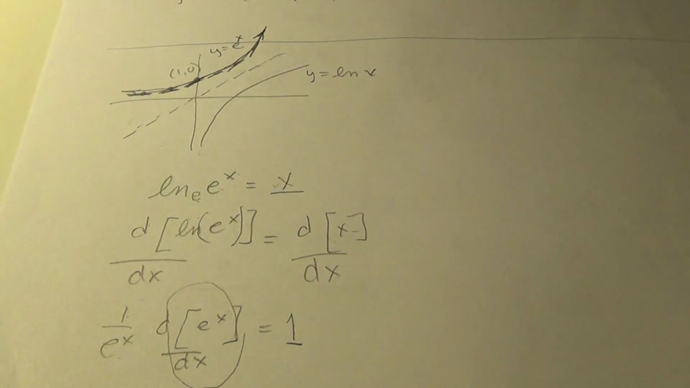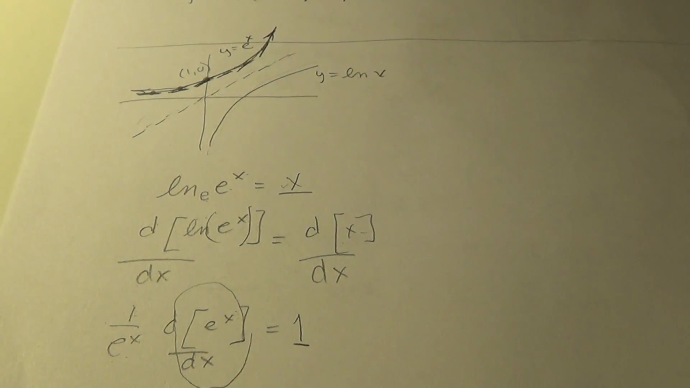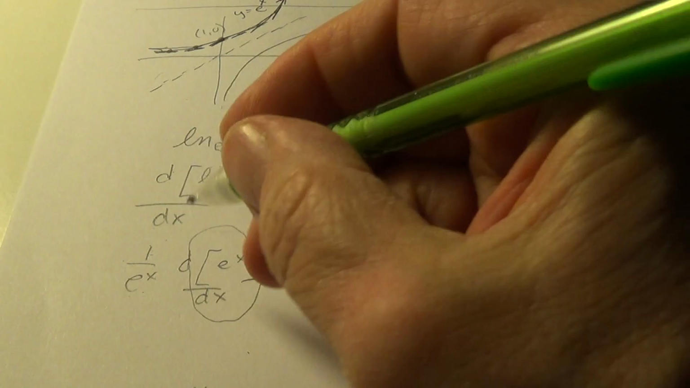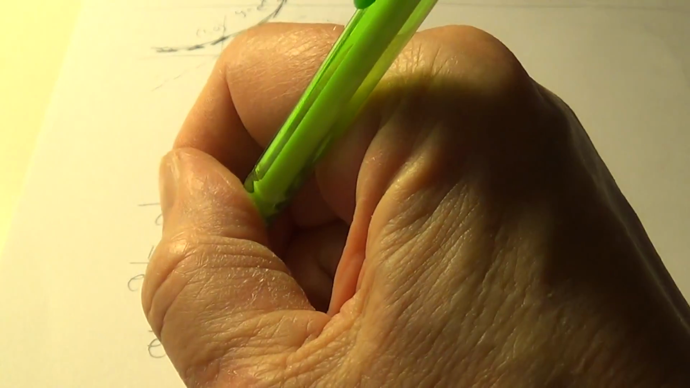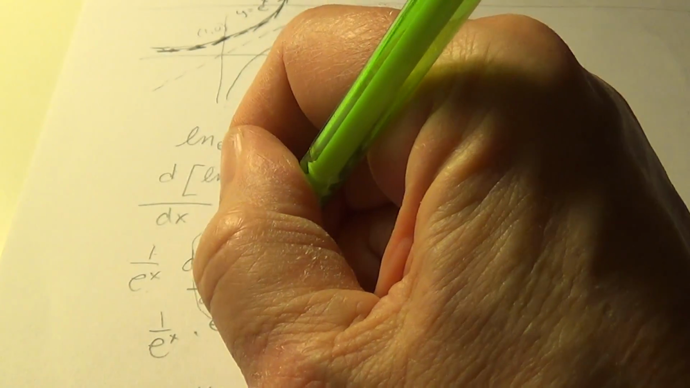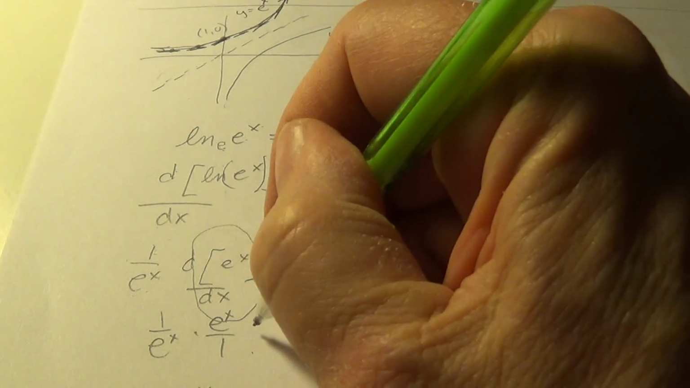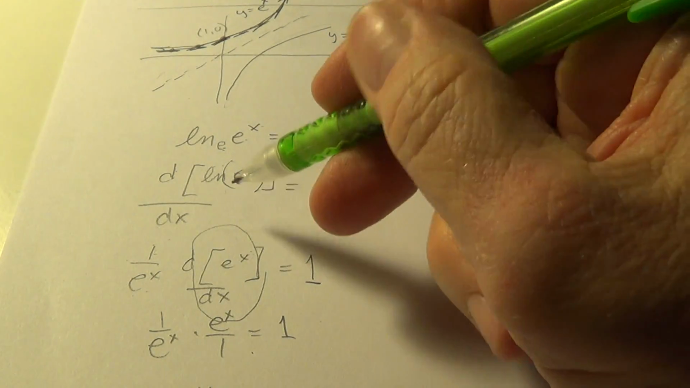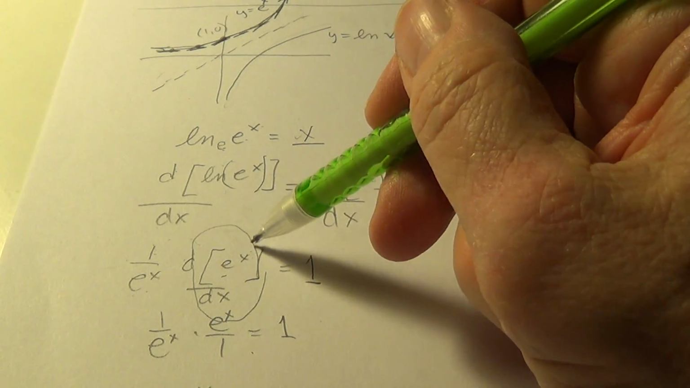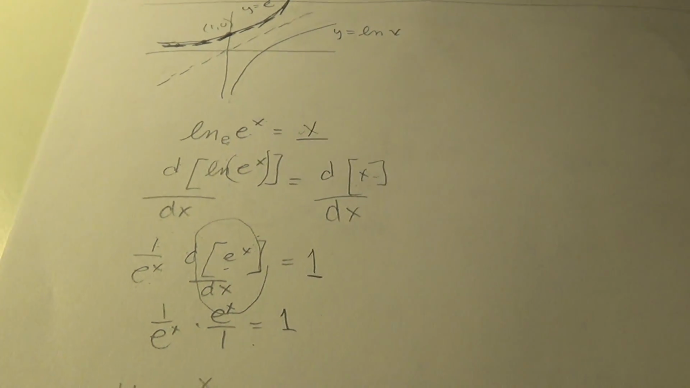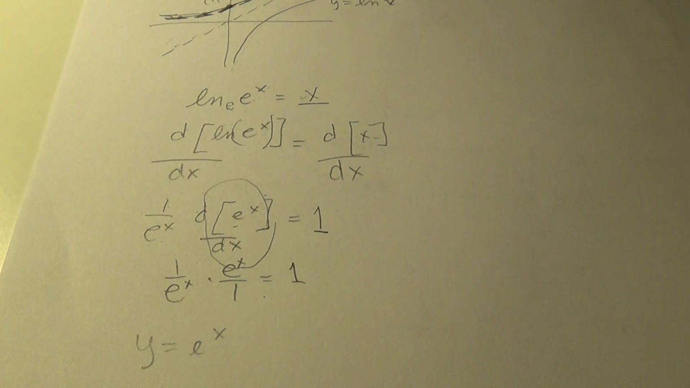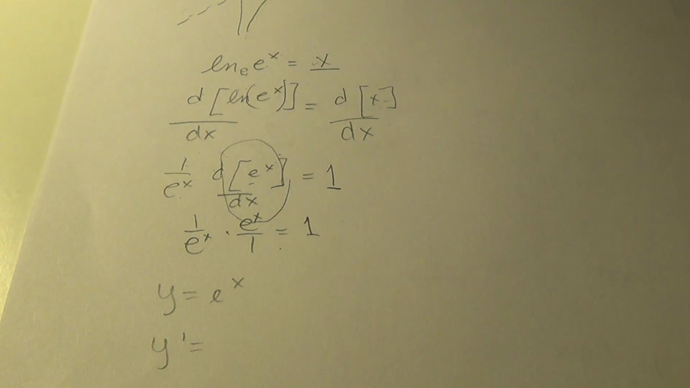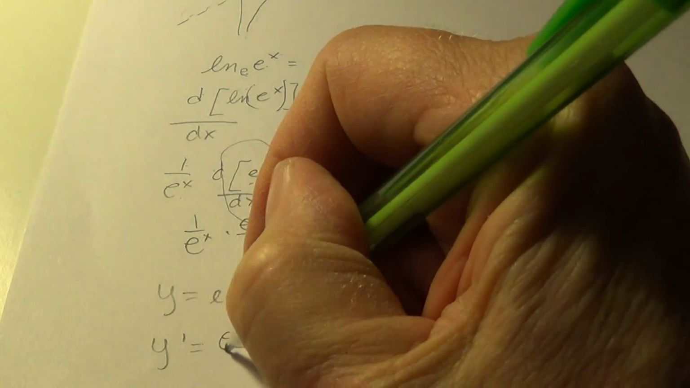It must be 1 over e to the x times e to the x over 1, or e to the x. That's the only thing it could be for it to equal 1. So therefore, the derivative of e to the x must be e to the x. So if y equals e to the x, y prime is also e to the x.